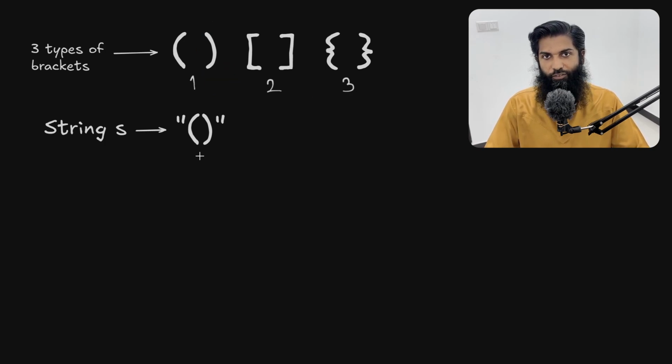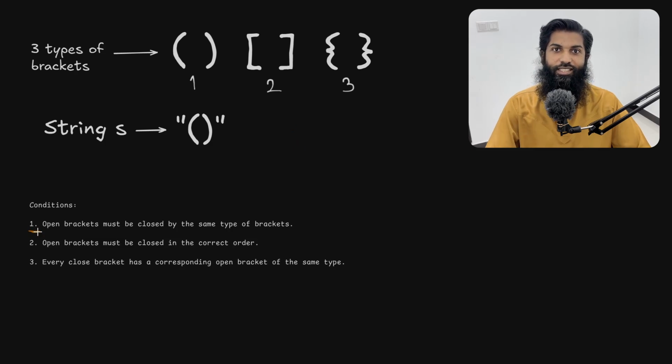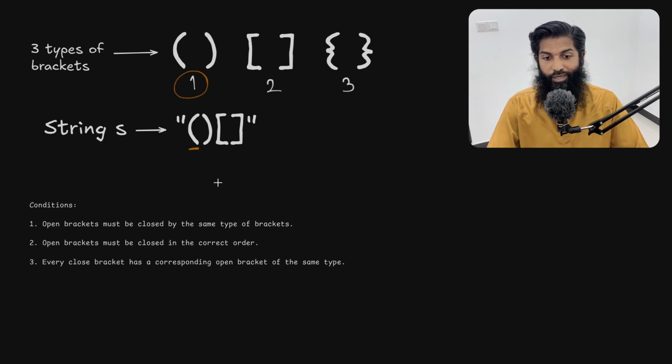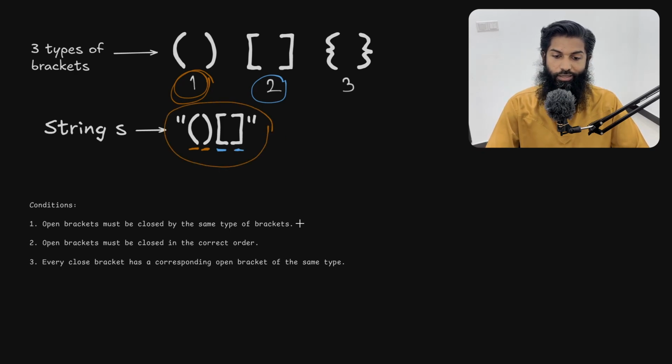And our job is to write a function that tests whether the string is valid or not based on three conditions that are given to us. The first condition states that all open brackets must be closed by the same type of brackets. What that means is if we have an open bracket of type 1, it must be closed by a bracket of type 1 also. And in this example, yes, it is closed by a bracket of type 1. The other open bracket in this string is type 2, and it is also closed by a bracket of type 2. So this string satisfies condition number 1.